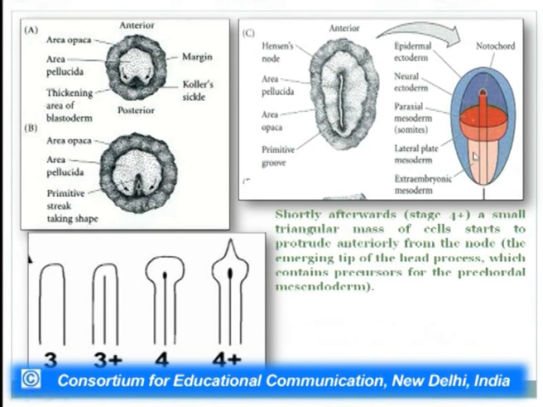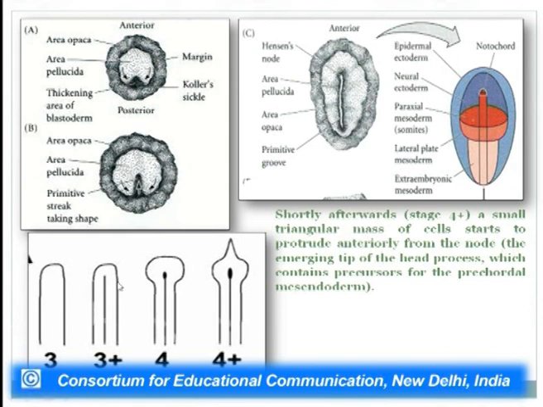You can see which region will form what. The anterior portion, whose cells move inside, will give rise to the notochord. Then there are the epidermal ectoderm, the neural ectoderm, the paraxial mesoderm, the lateral plate mesoderm, and the extraembryonic mesoderm.